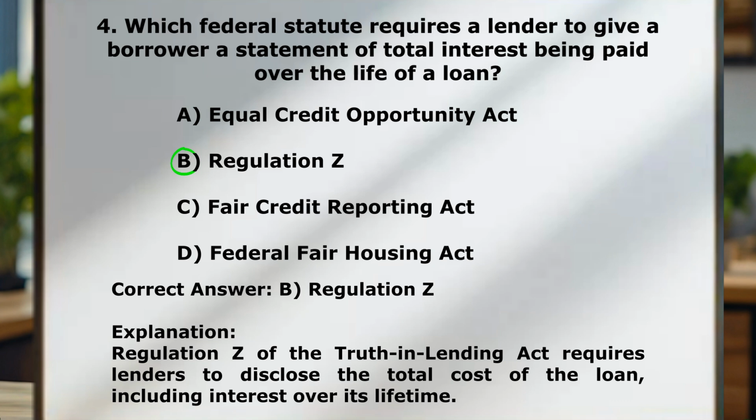So we just went over this in question three as well. You want to know a good amount about Regulation Z and how it protects consumers. And a quick explanation of this one, right? Regulation Z of the Truth in Lending Act requires lenders to disclose the total cost of the loan, including interest over the lifetime. This makes perfect sense. They're trying to protect the borrowers. Borrowers do need to know the total amount they're going to be paying over the entire life of the loan, with all things included.